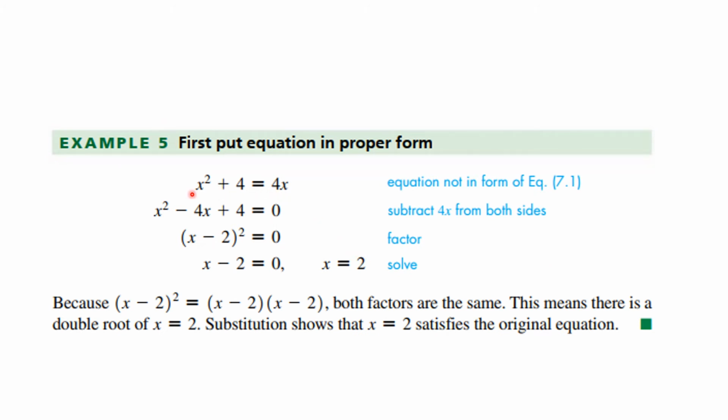Here's a problem where it is not in the form we want it, so we have to rearrange it. We're going to move this 4x to the other side. Now we have it set equal to 0. And then we're going to factor this left-hand side.